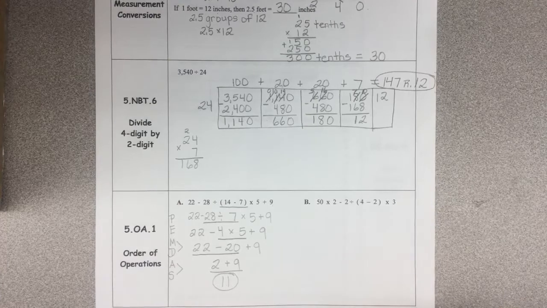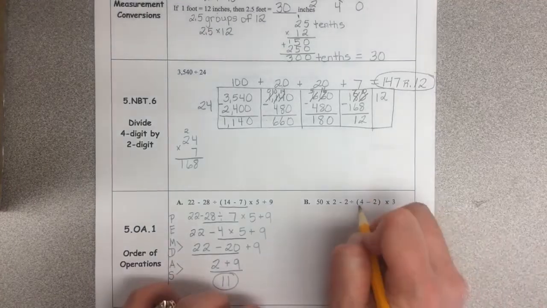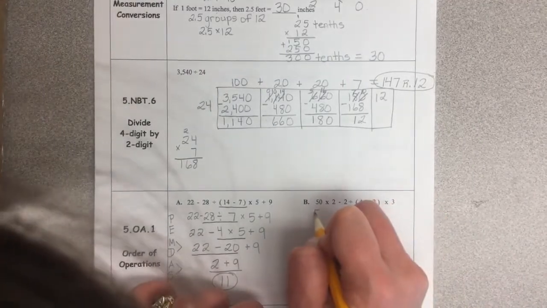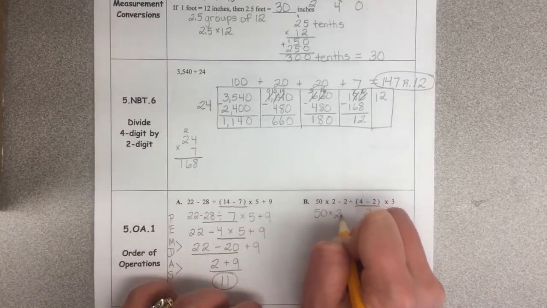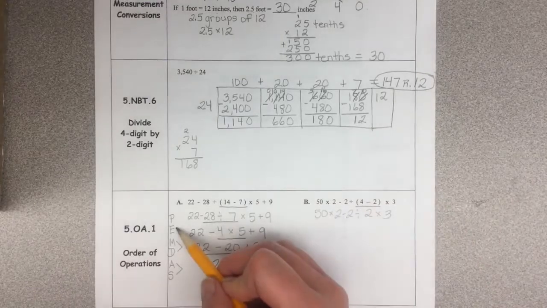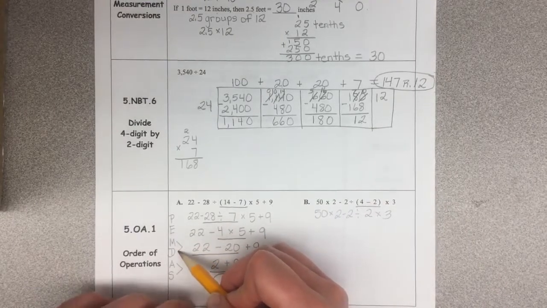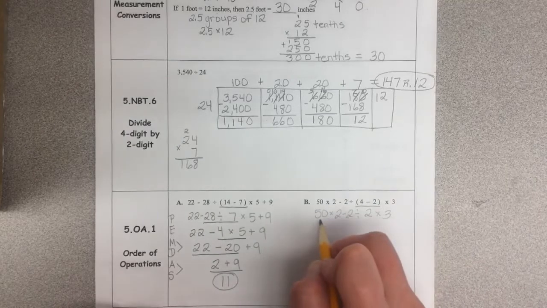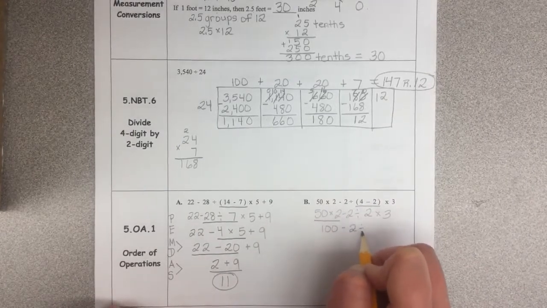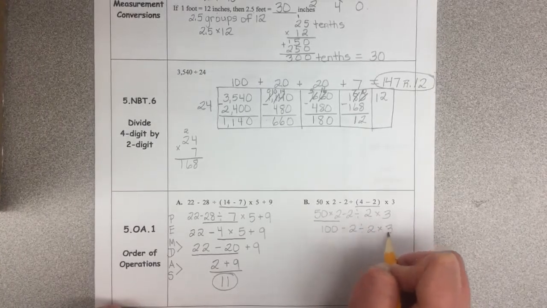For B, 50 times 2 minus 2 divided by the difference of 4 and 2 times 3. We're going to use the same steps, looking at parentheses first. I'm carefully going to underline the things I'm working on so that I can drop everything else that I have not used yet. There are no exponents. We're at the multiplication and division step from left to right. So 50 times 2 is 100. I have not accounted for any of the things that are not underlined.